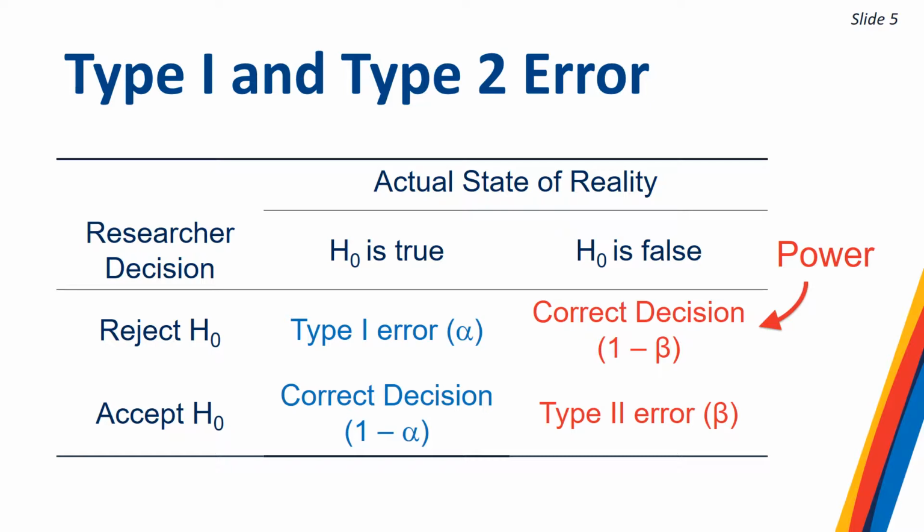Now, what is a type 2 error? Well, a type 2 error, as you can see on this slide, is the probability of accepting the null hypothesis when in fact it is actually false. This is represented by beta. So when we're talking about power, represented by the expression 1 minus beta, we're really talking about the ability of our study to make the correct decision of rejecting the null hypothesis when the null hypothesis is false.